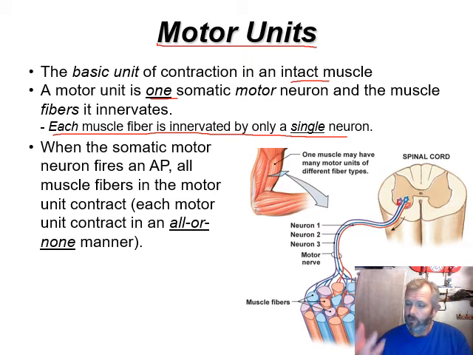And when that motor neuron activates, it's going to cause contraction of all of them. So when this purple motor neuron fires, it's going to cause contraction in all of these purple muscle fibers, the ones that it's innervating. And what we're going to see is that we have many different motor units.